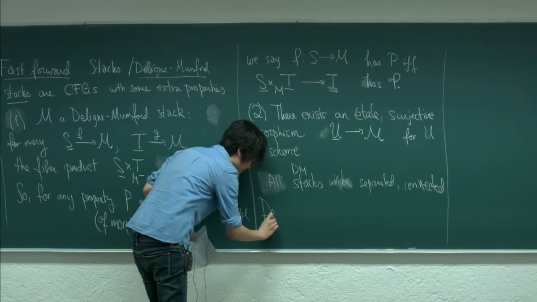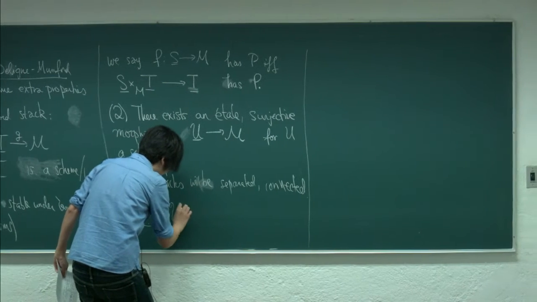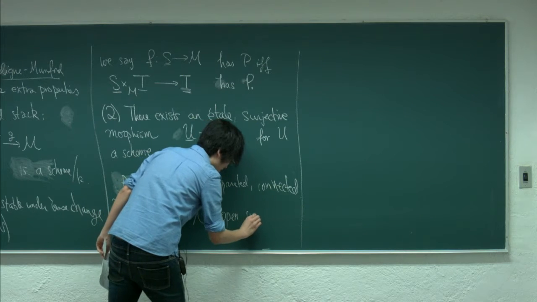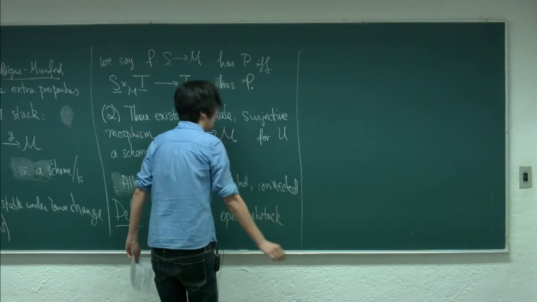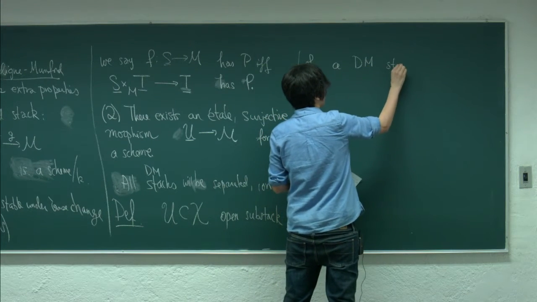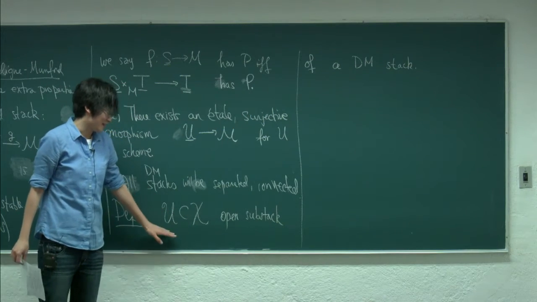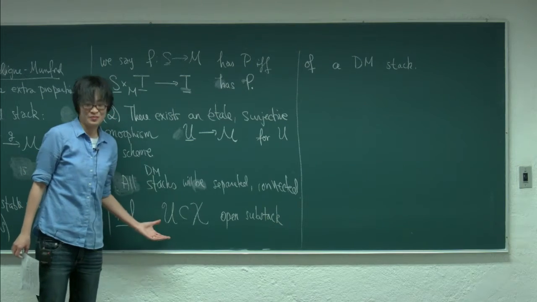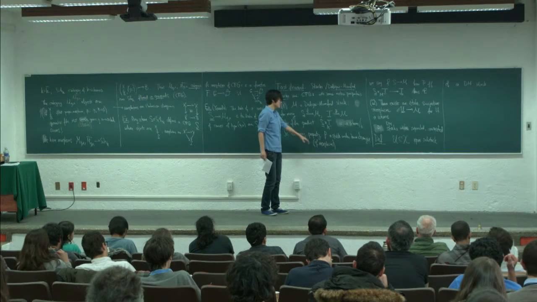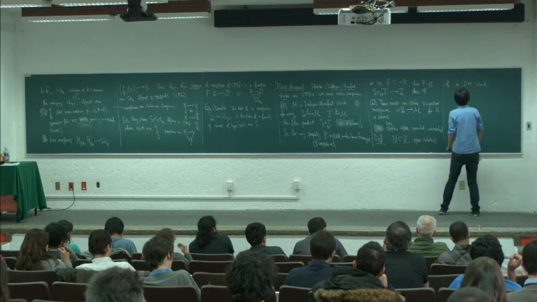Definition now. Suppose we have U inside X, an open substack of a Deligne-Mumford stack. What does open substack mean? It's just like an open subscheme, and I mean that literally, in the sense of using pullbacks to schemes to define properties of morphisms.